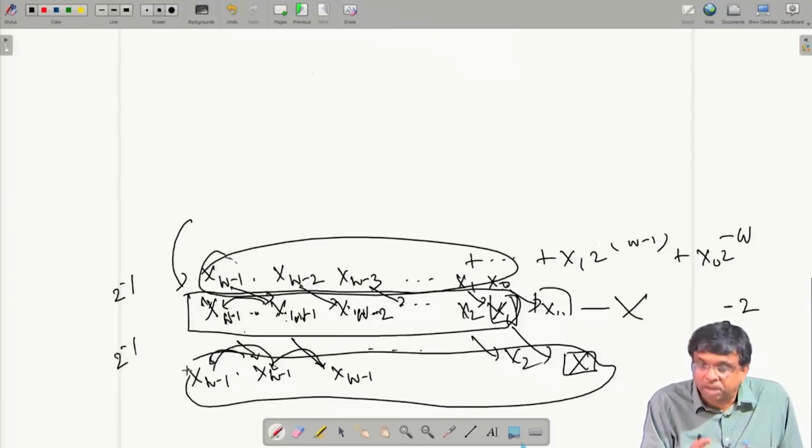This is called sign extension, and we have to implement this in digital hardware when we carry out multiplications and other circuits. Okay.